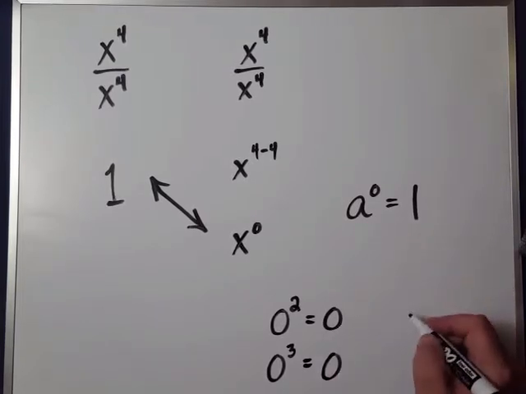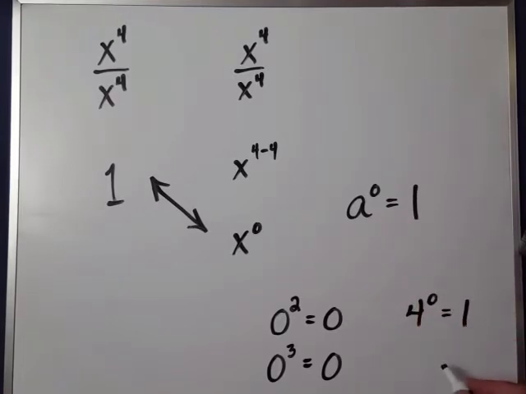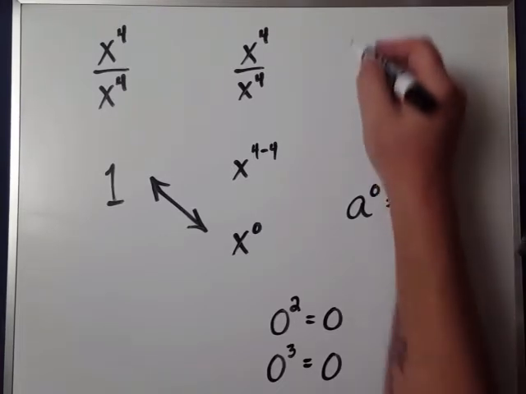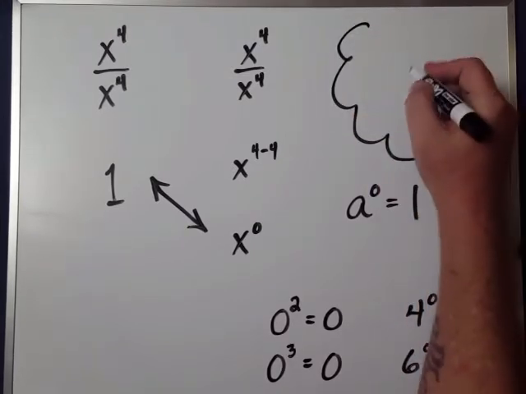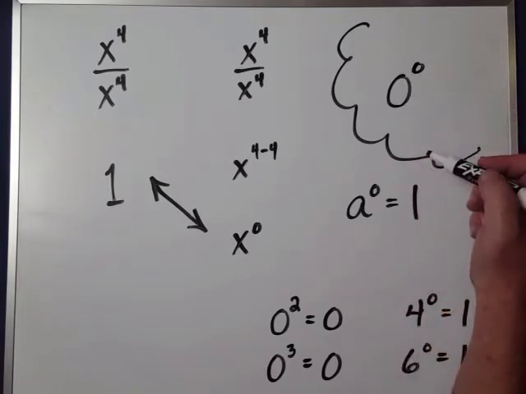But if I have something raised to the 0 power, according to this rule, it's going to be equal to 1. If I have something raised to the 0 power, it's going to be 1. And so, let's think for just a second, what is 0 raised to the 0 power? Well, 0 raised to any power is 0.